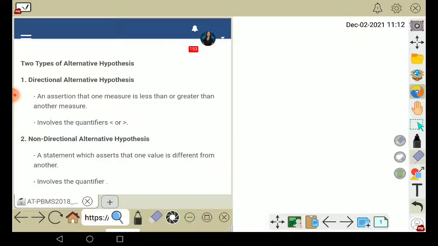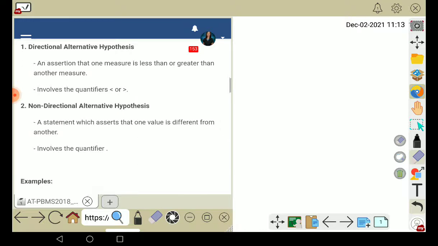As you can see, we have the symbols. This one is the less than, and this one is the greater than. On the non-directional, the symbol that involves the quantifier is the not equal to. That is non-directional because there is no direction that it is pointing to, meaning you do not know if it is less than or greater than.